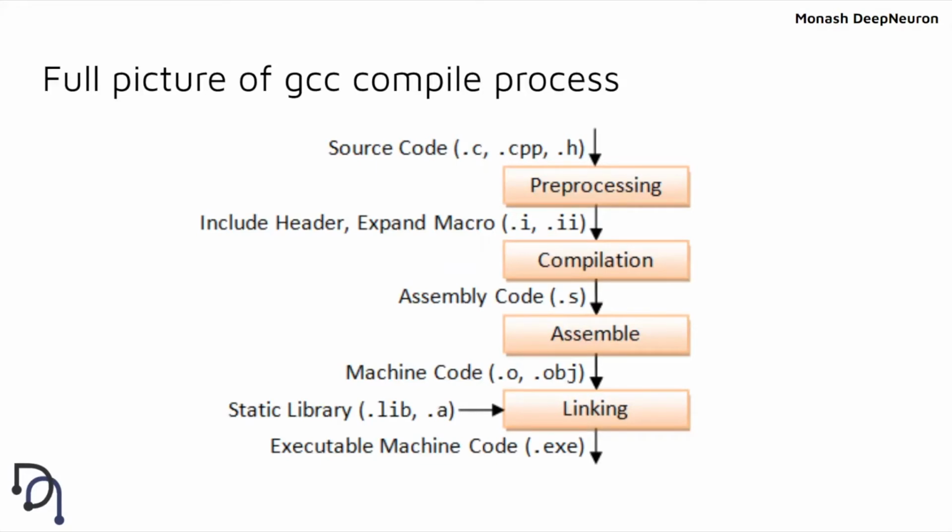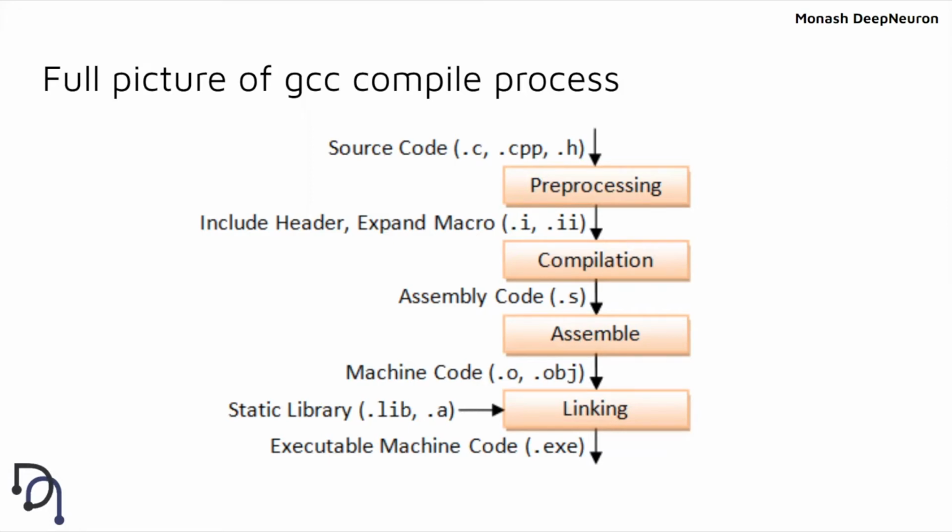It starts with source code, .c, .h. First of all, it goes through pre-processing. Pre-processing expands source code by including header files. Then the code goes through compilation to become assembly code. Assembly code is a low-level programming language.